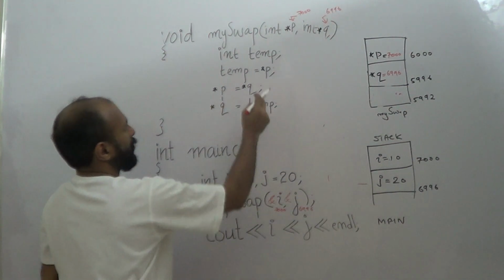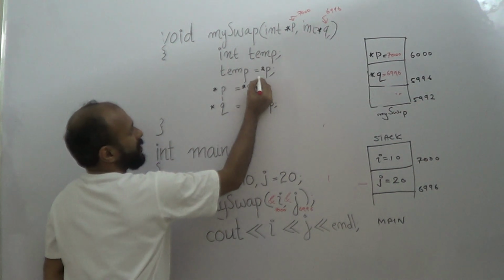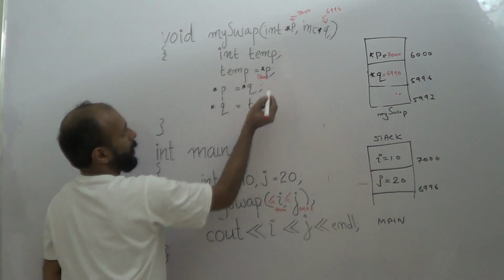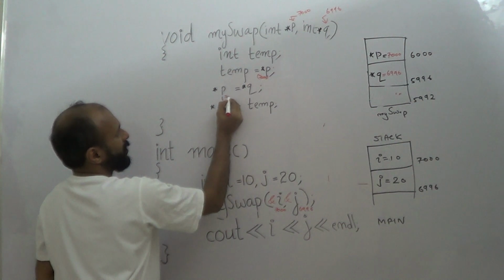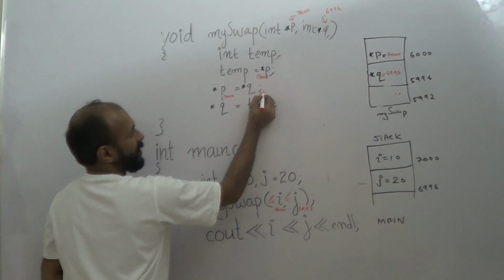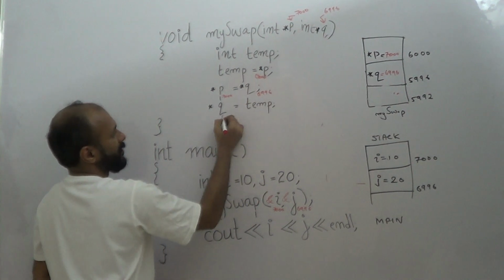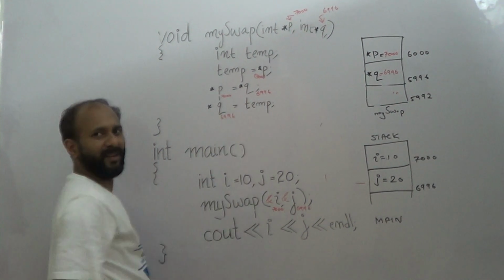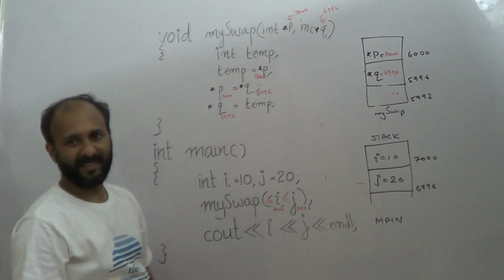Here also p is equal to 7000. Here p is equal to 7000. Here q is equal to 6996. Now we can see what is happening inside this function.